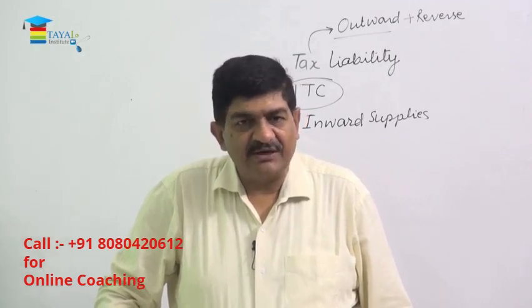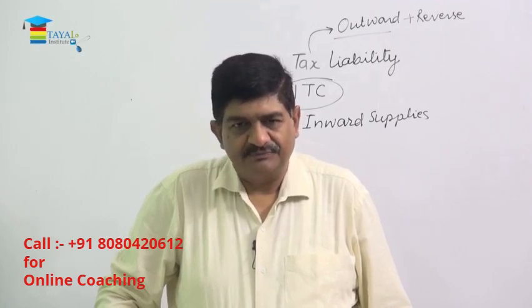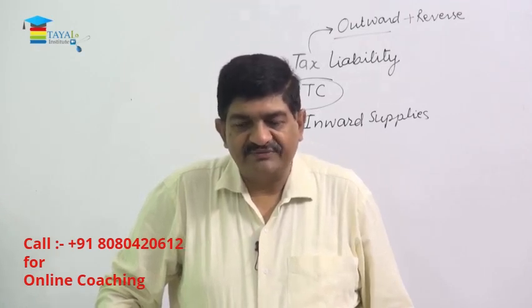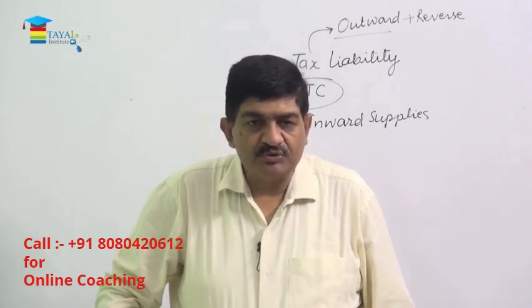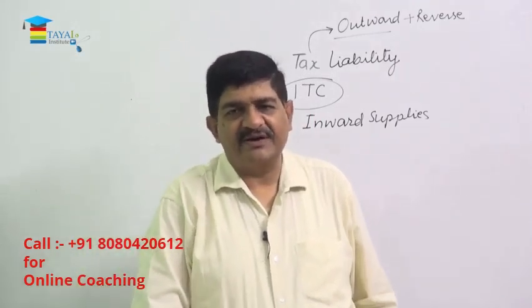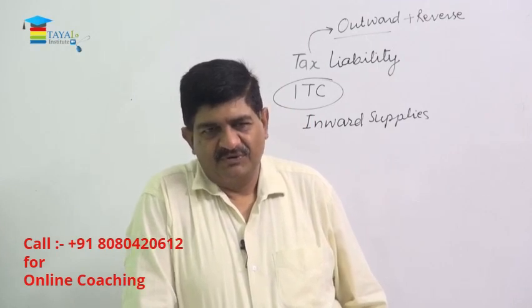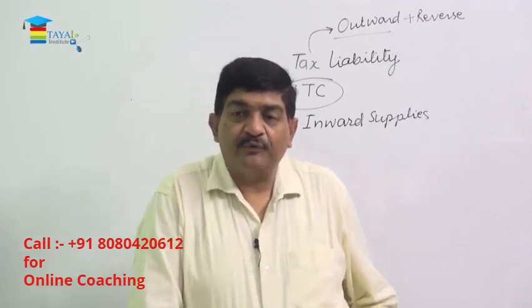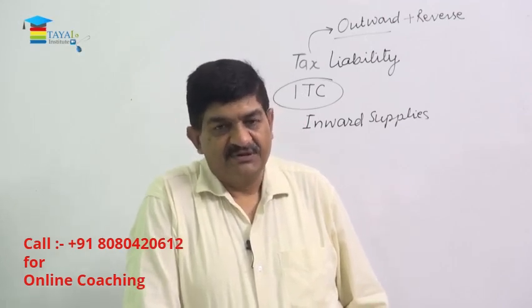In a nutshell, there is a complete chain of relations. Goods and services received, used in the course or furtherance of business, credit taken. There is one part. Then those are used for outward supplies. There is another part.